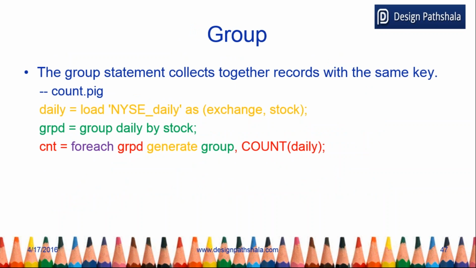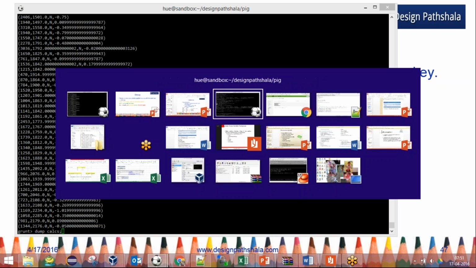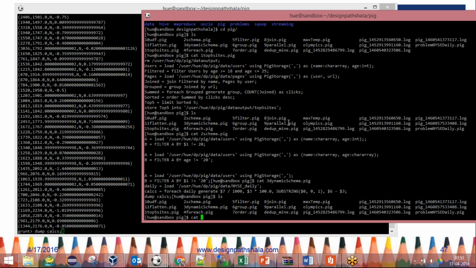Group. Group is similar to the group by that you do in your Hive. That will group your data. So let's look at this one. The filter examples I'm not running. The foreach examples I'm not running. You can try to run them at your end.